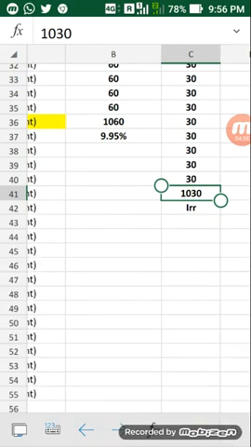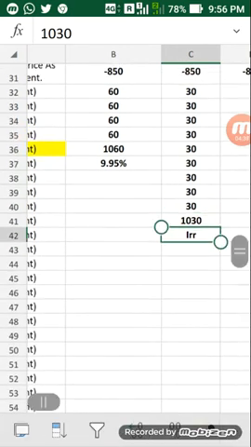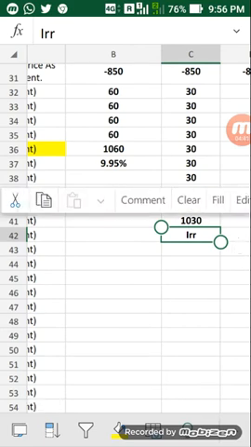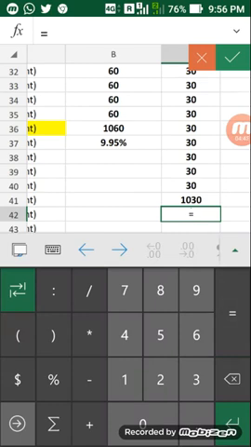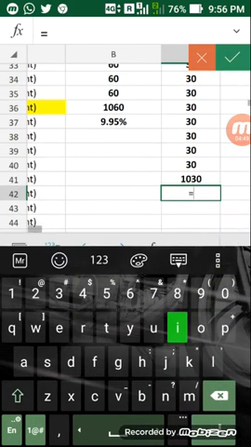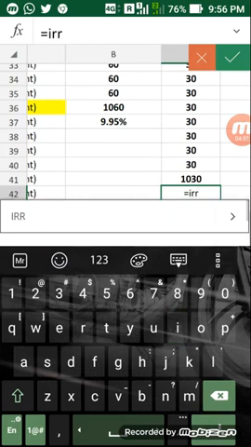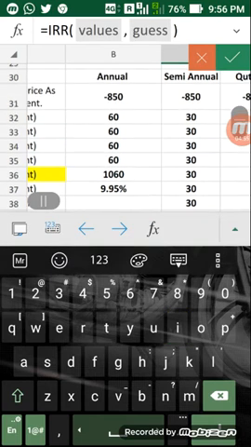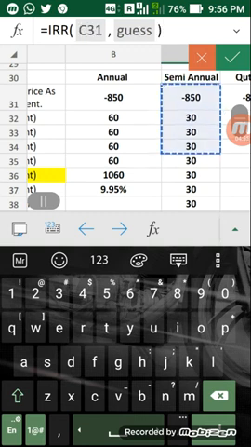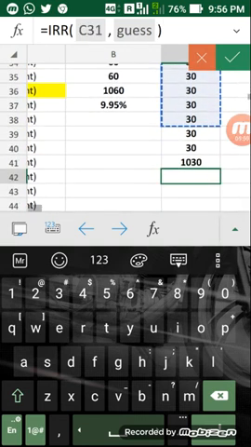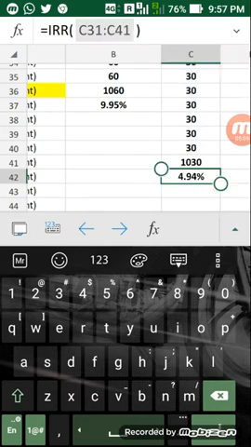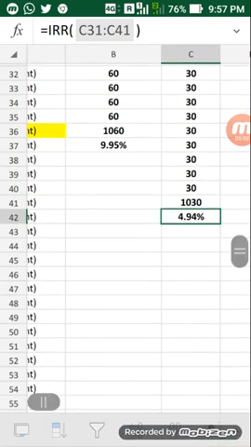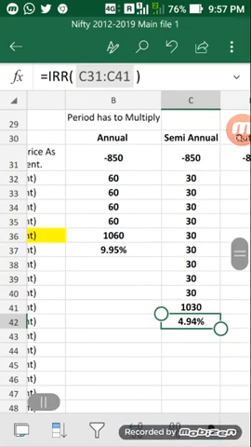So here is our IRR, and now simply calculate the IRR rate. I am going there and typing equals IRR, and providing all the values. This is a slightly advanced level video, so you have to cope with the speed and the assumption that I have made that you know the IRR function.